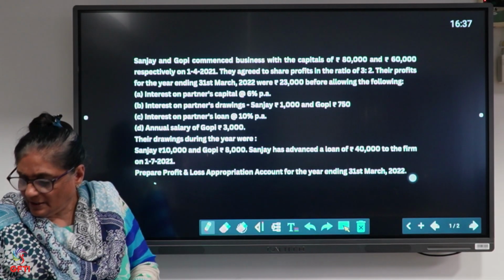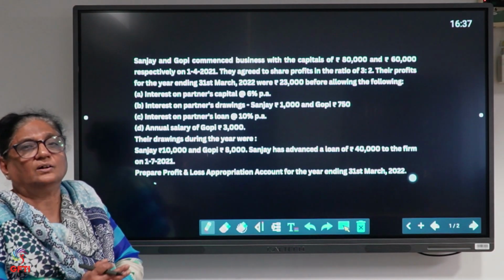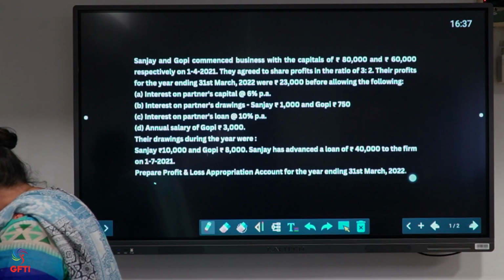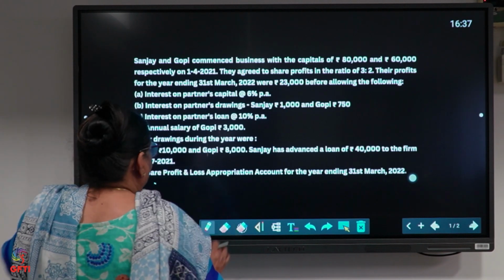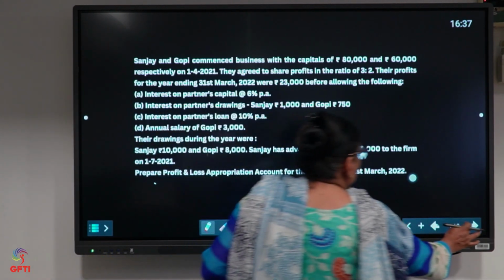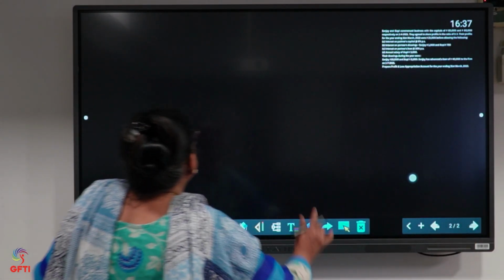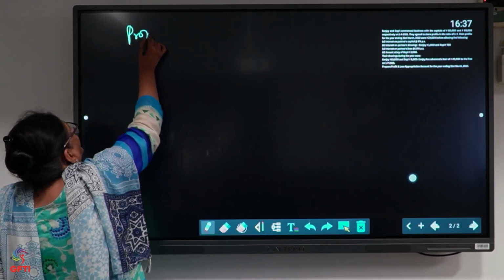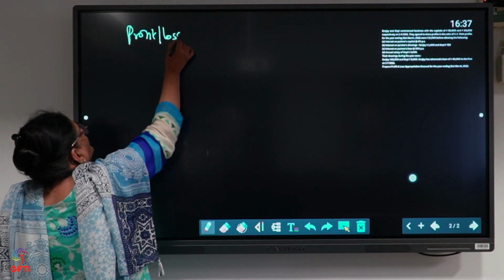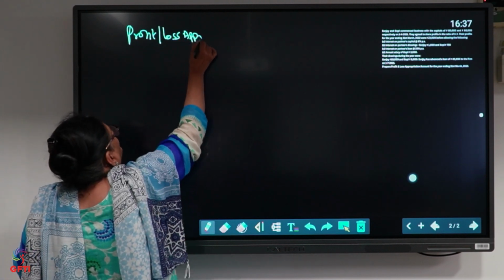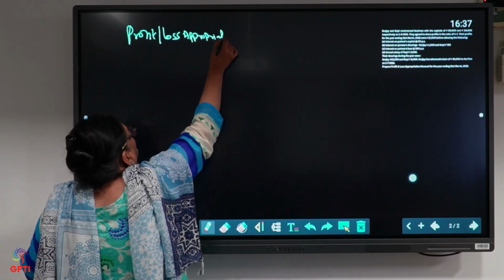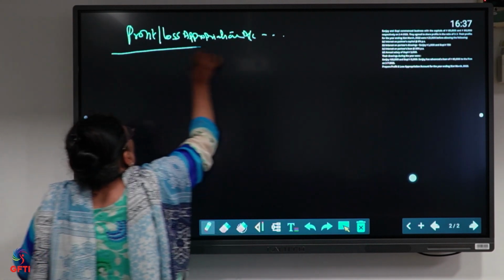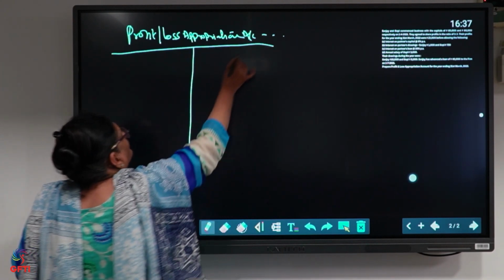For this problem, we will do the partners' capital account. Please refer to that and tell me. Okay, no problem, we'll solve this once again. There's nothing in that; it takes only 5 minutes. First and foremost, it is the profit and loss appropriation account for the year ending. So let's do it fast.